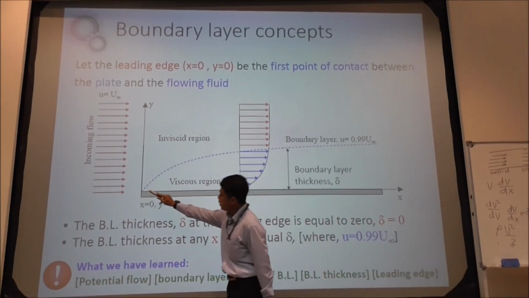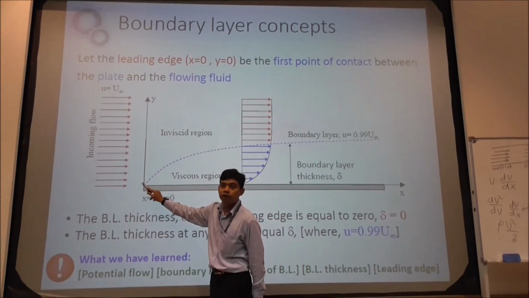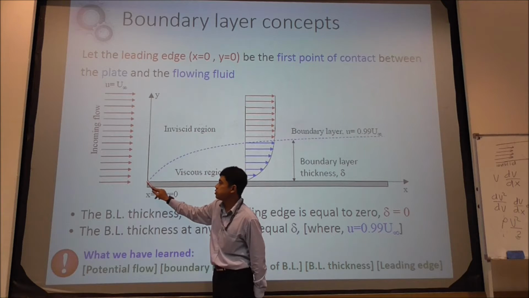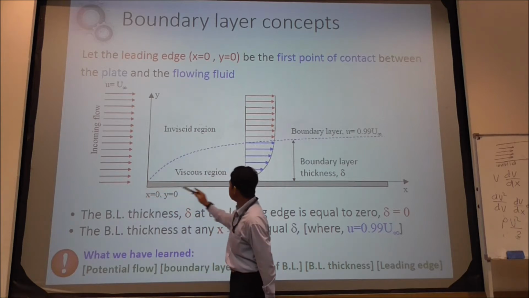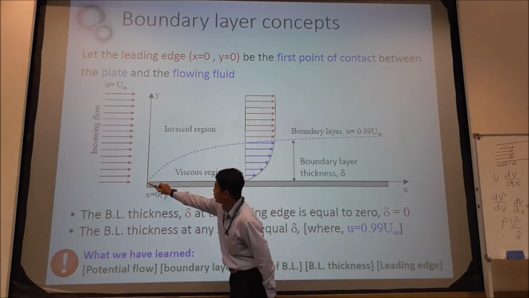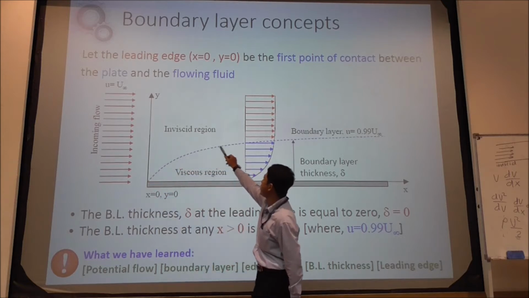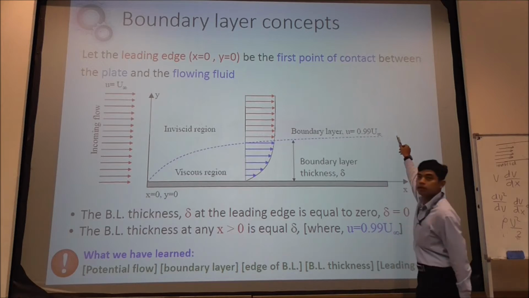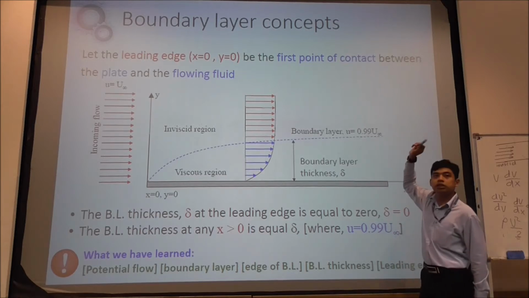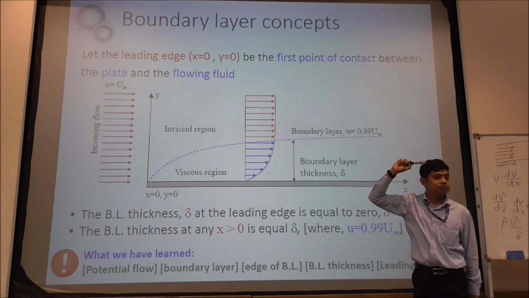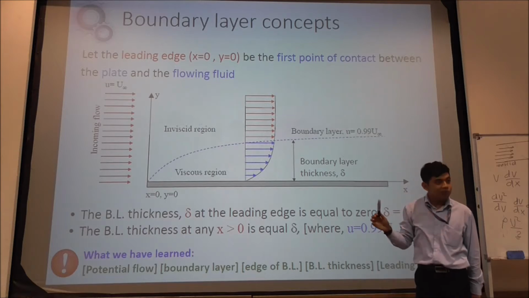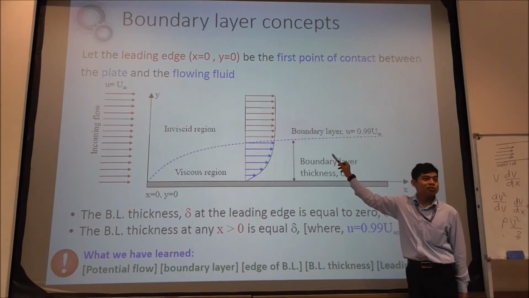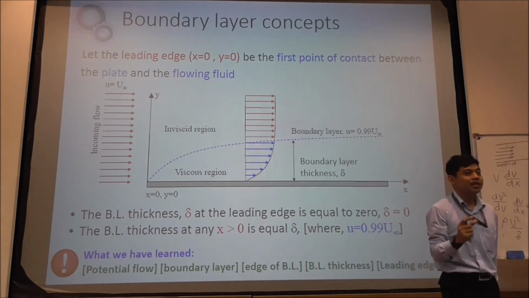At this point, the thickness of the boundary layer is of course 0. Right? As you go further from that, you see the boundary layer is growing. You can see it's growing bigger and bigger and bigger. Now the problem for you, not for me, is how to get this. How thick is the boundary layer?